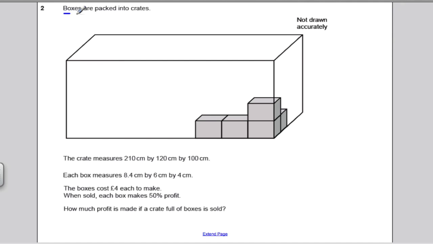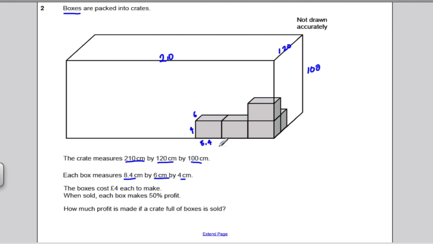Okay, question 2. Boxes are packed into crates. The crate measures 210 by 120 by 100, and each box measures 8.4 by 6 by 4. So the width of the whole huge crate is 210 across, 120 back, and let's say 100 high. And each box measures 8.4 across, 6 back, and 4 high in the exact same way. And we want to work out how many boxes fit in the crate to start with.